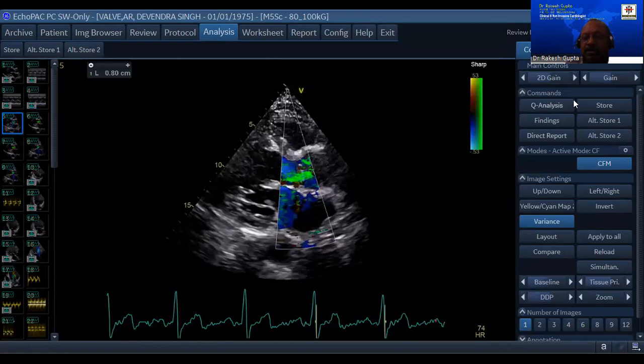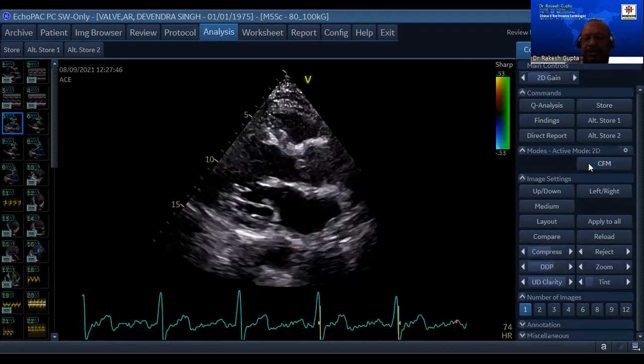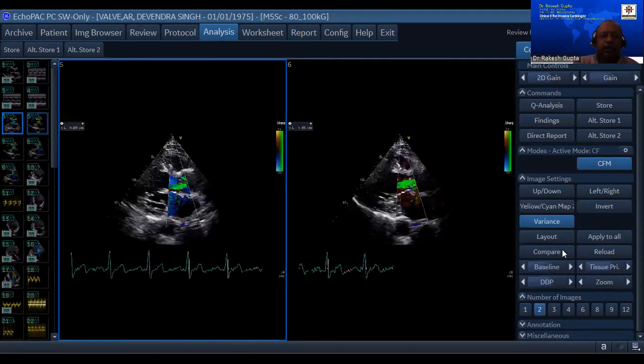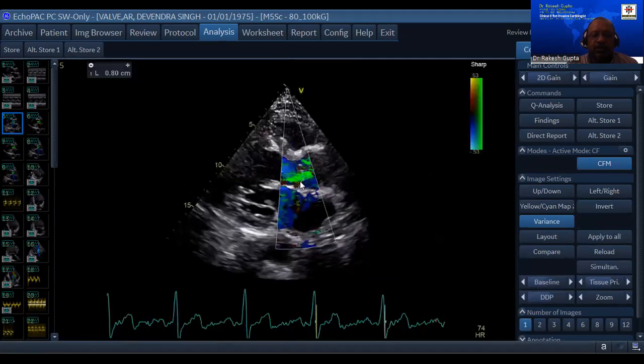Then we went on to do a vena contracta. Vena contracta is the same thing as we do in mitral regurgitation. So I'm keeping two windows. Hopefully I'm able to show you two windows. Just give me a second. All right, so these two windows, one of the windows, no, it's gone.